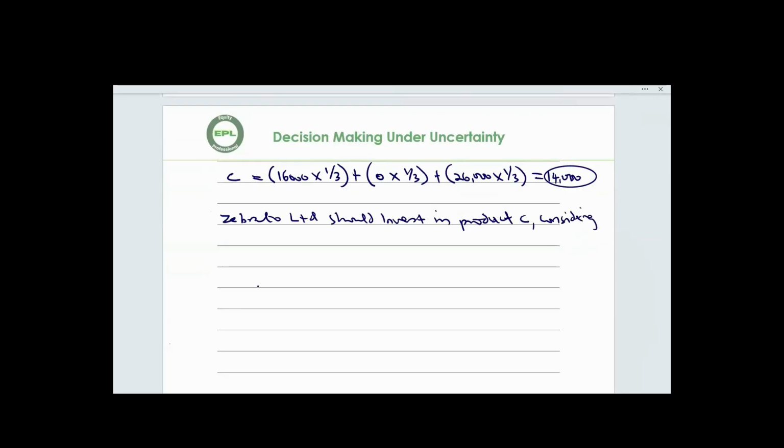Considering, let me put it on the other side. Considering the highest expected value of 14 million naira. So that's it. That's the end of the question.